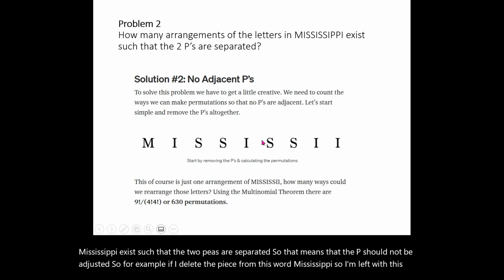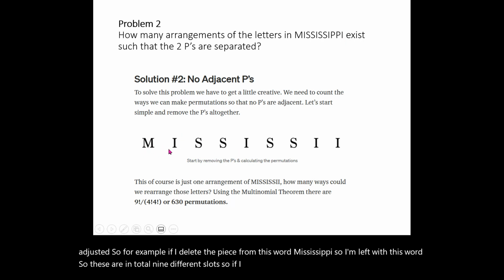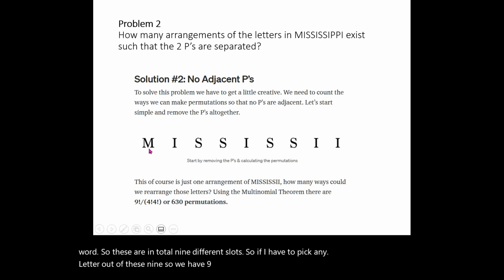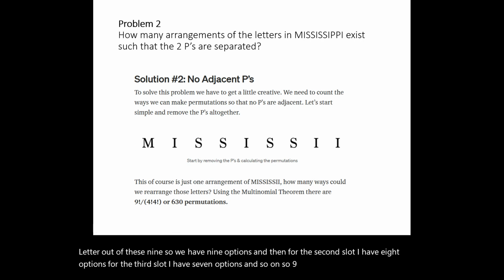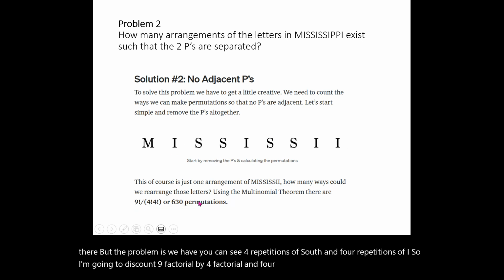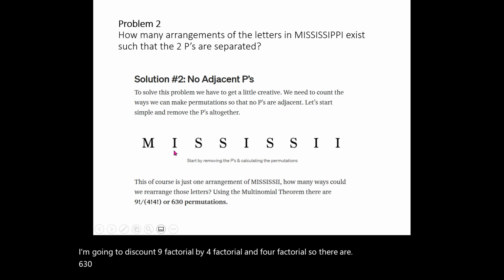So these are in total 9 different slots. If I have to pick any letter out of these 9, we have 9 options, and then for the second slot I have 8 options, for the third slot I have 7 options, and so on. So 9 factorial different options are there, but the problem is we have 4 repetitions of S and 4 repetitions of I. So I am going to discount 9 factorial by 4 factorial and 4 factorial. So there are 630 different permutations if we remove the P's from the original word.